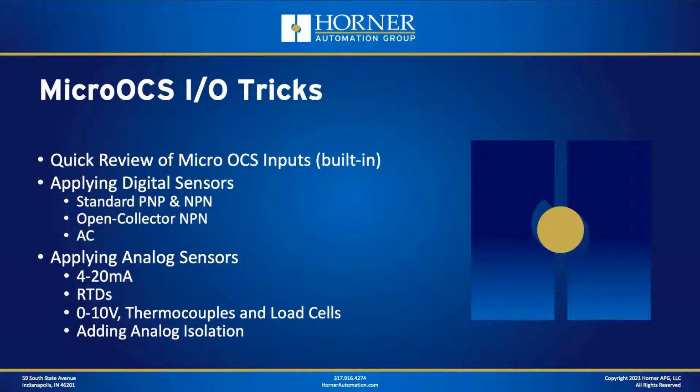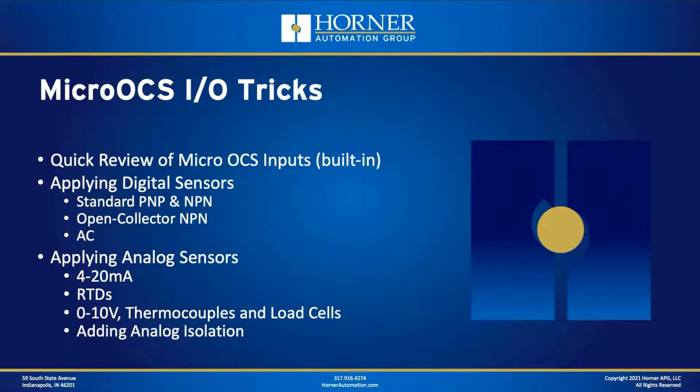So after we do a quick one-slide review of the built-in I/O, next we're going to take a look at some of the ways in which you can apply digital sensors. We're going to take a quick look at standard PNP and NPN sensors. Those are the ones you're going to run into the most. We're going to take a look at open collector NPN. Sometimes you'll have an oddball type sensor, maybe an encoder or something, that has an open collector or open drain type output, and you want to know how can I apply that along with regular PNP type sensors on a Micro OCS.